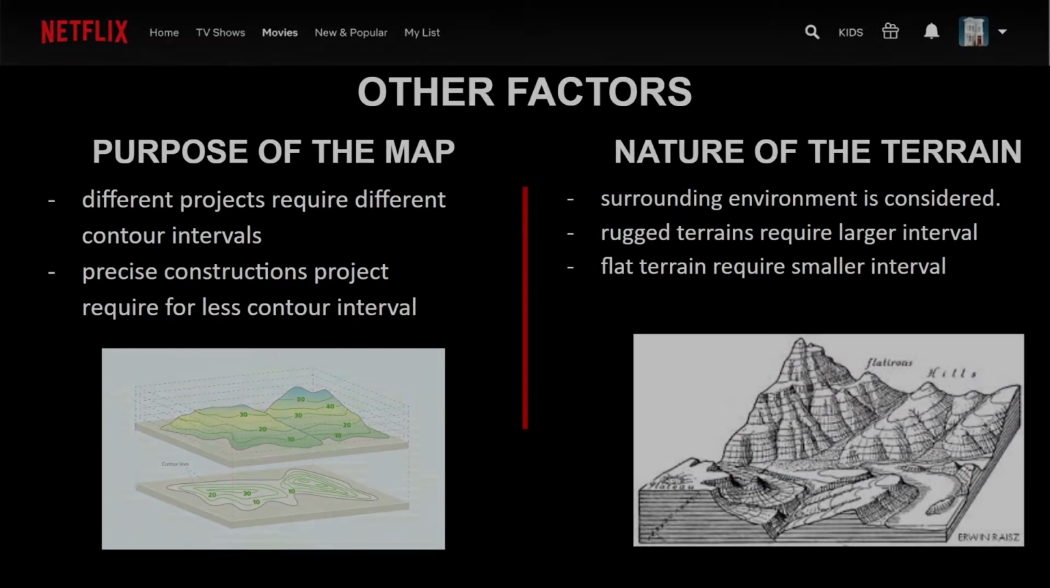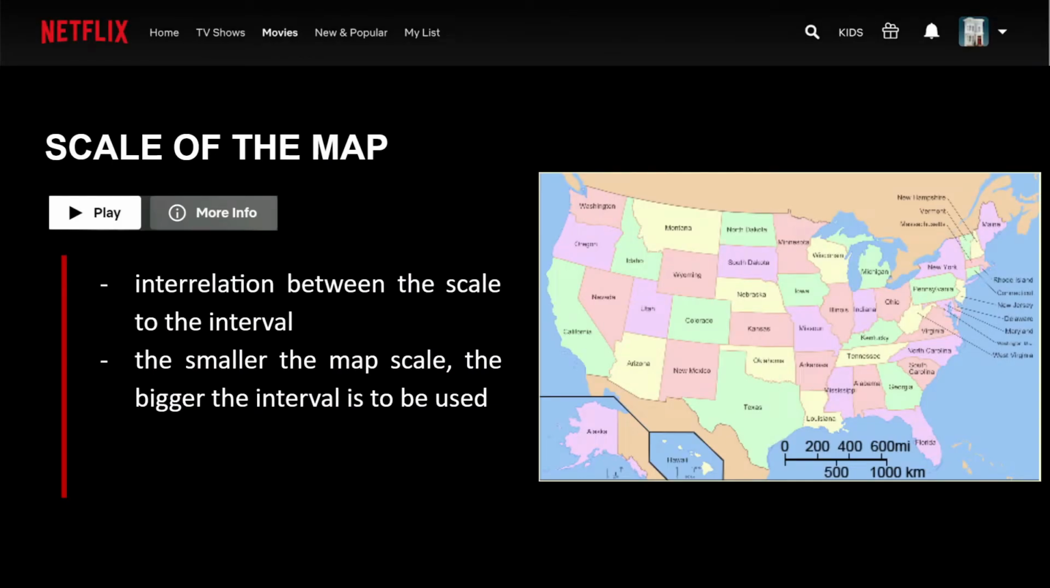This is the last factor in selecting a contour interval, which is the scale of the map. As mentioned in the previous slide, there's an interrelation between the scale of the map and the contour interval. Usually, the smaller the scale, the bigger the interval, as I have mentioned before.